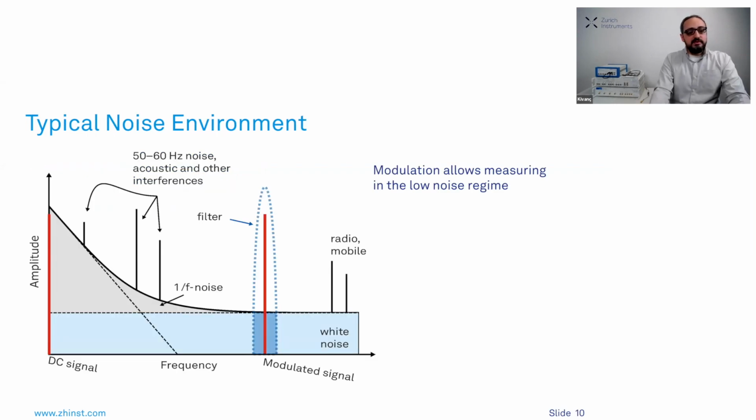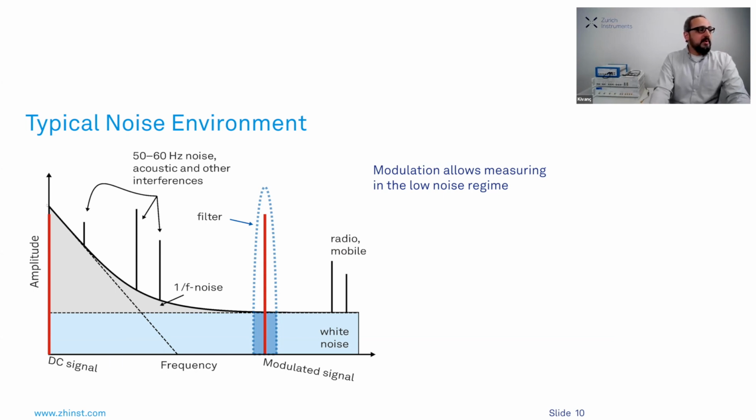To motivate ourselves, we can look at this cartoon, which shows a typical noise environment, where this is the amplitude and the frequency here. Here we have the white noise that sets the baseline for higher frequencies. Several spikes appear from various sources. 1/f noise picks up at lower frequencies. And now, if you want to measure at DC or at low frequencies, the signal that you want to capture will be embedded in noise.